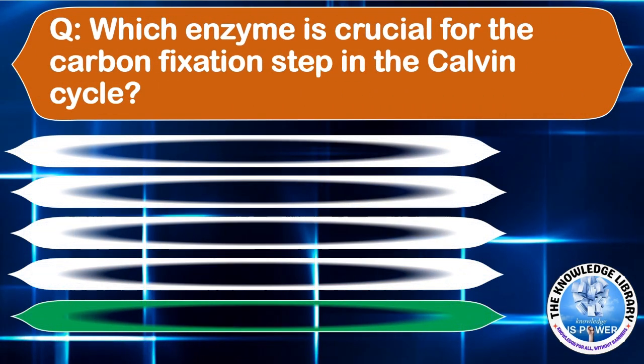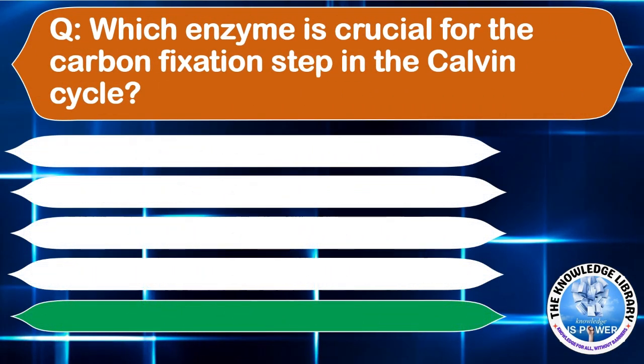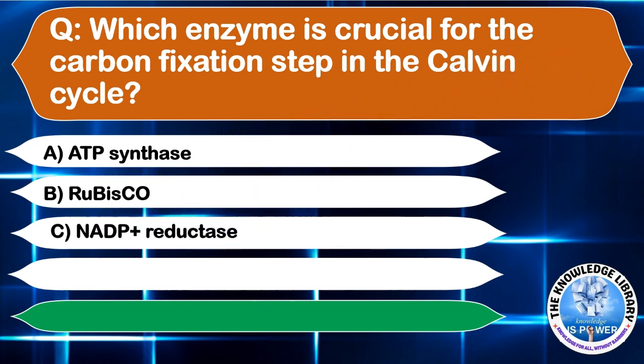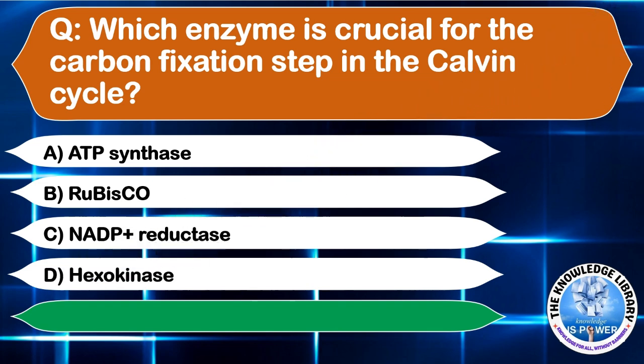Which enzyme is crucial for the carbon fixation step in the Calvin cycle? Option A, ATP synthase. Option B, RuBisCO. Option C, NADPH reductase. Or option D, hexokinase. The correct answer is option B, Rubisco. Moving to the next question.